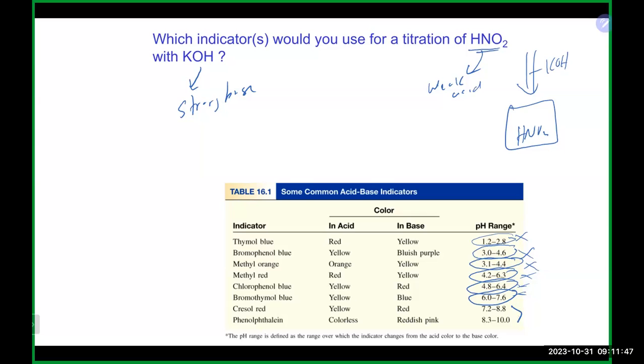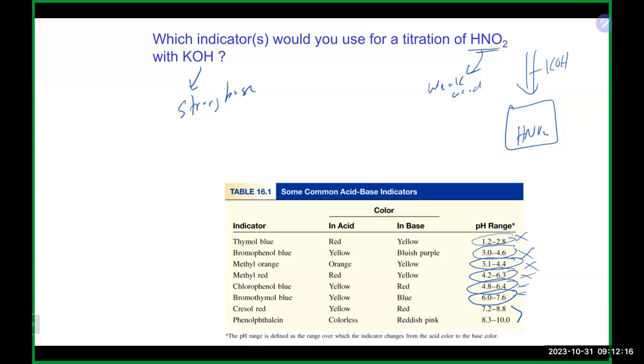And again, the cresol red is 7.2 to 8.8. So depending on how basic you are, it might actually change color too soon for you, right? So this is where you can really dial it in and do that calculation and go, oh, well, my equivalence point should maybe be closer to 9. So maybe phenolphthalein would work better than cresol red, which, even though it does turn basic, may turn too soon for you.